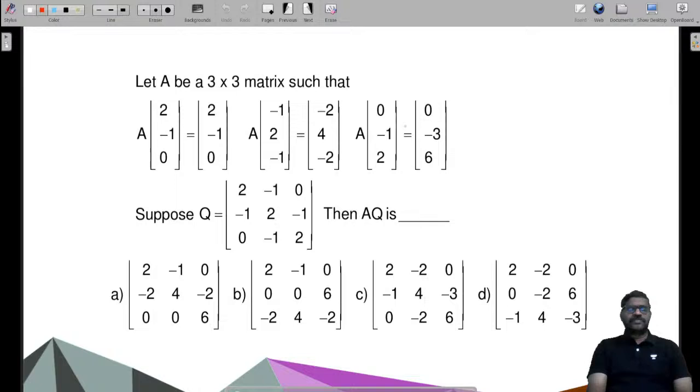See, the problem is designed based on matrix multiplication. Observe general matrix multiplication. Generally, if you multiply matrix A with matrix Q, result is AQ. How are you going to multiply?